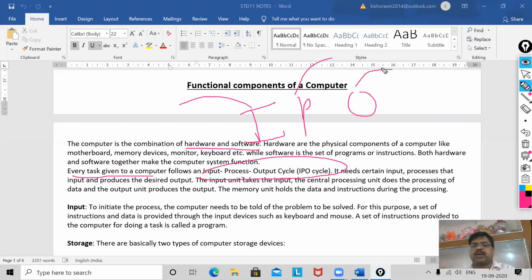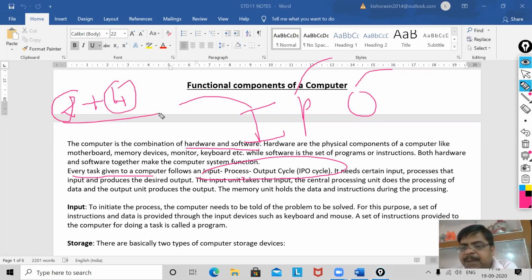I'm giving one example. 2 plus 4, this is my IPO cycle. I will say how.